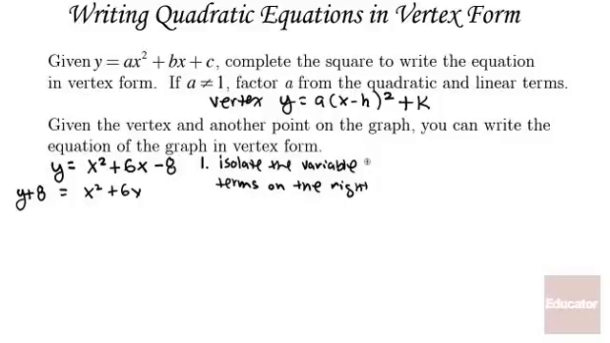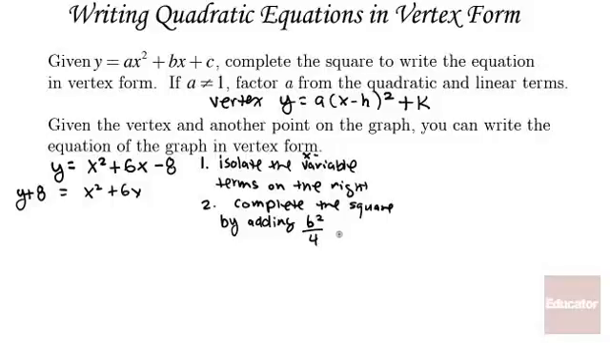Isolate the x. I should specify x variable terms on the right. The y stays on the left. Okay, next, complete the square. And recall that in order to complete the square, you need to add b squared over 4 to both sides.